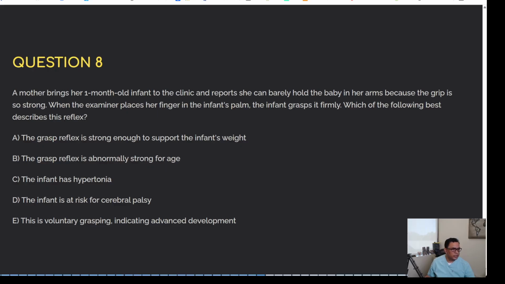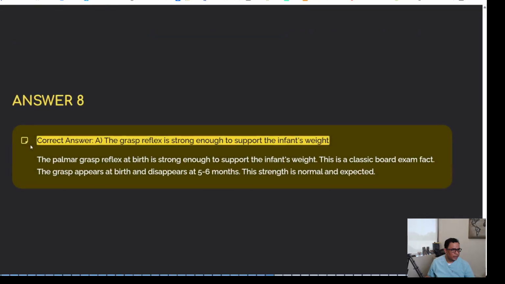The grasp reflex is strong enough to support the infant's weight. It's a 1 month old, it's the grasp reflex. So I think the answer is A. Okay, answer is A. The palmar reflex disappears at 5 to 6 months.